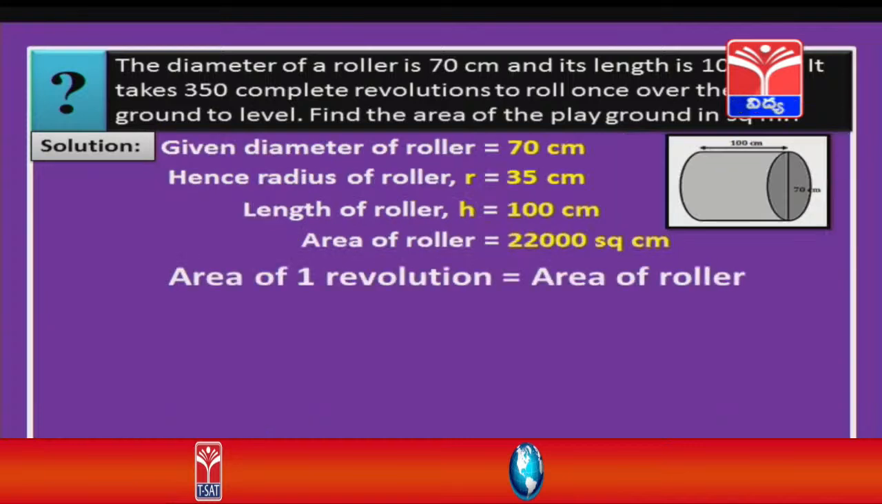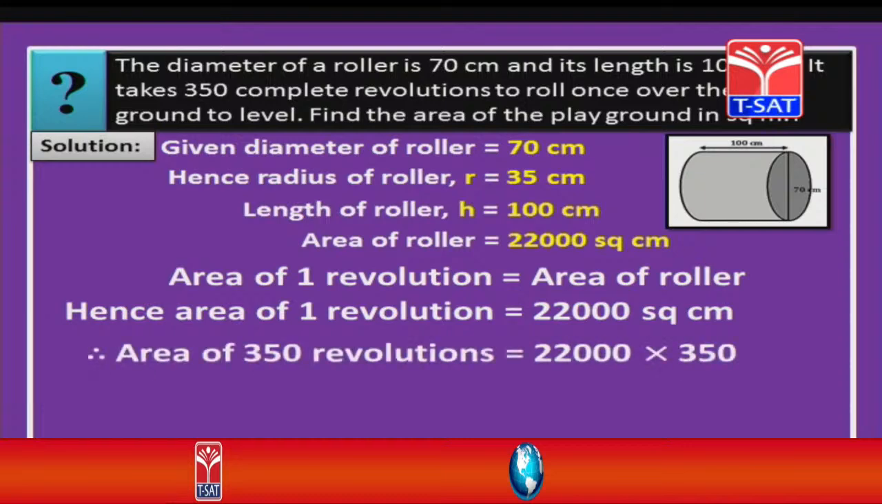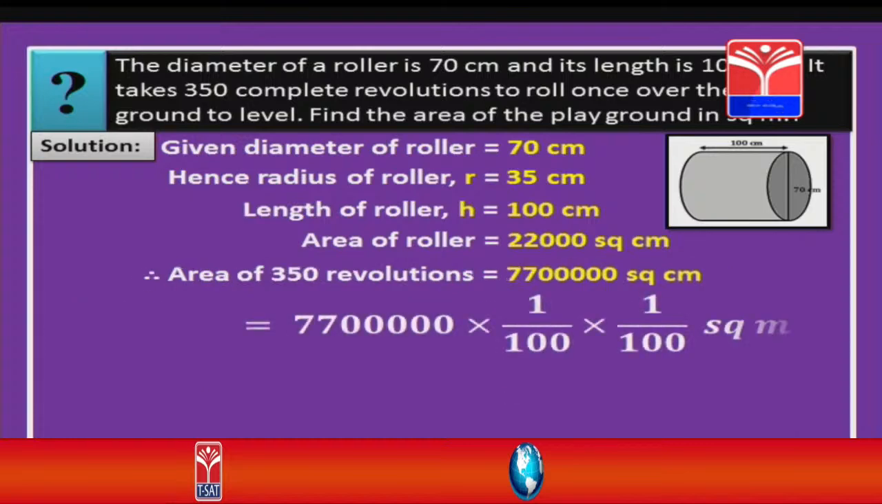Now, once the roller is rotated one revolution, that is nothing but the area of the roller. So, we can write it as area of one revolution equal to 22,000 square centimeters. But here if you notice there are 350 complete revolutions, right. So, how much area does it cover? Yes, 22,000 into 350. On multiplying them we get the number as shown, but it is in square centimeters, right children. But we need to convert into square meters. So, what are we going to do? Yes, we are going to multiply by 1 by 100 into 1 by 100, or divide it by 100 into 100.